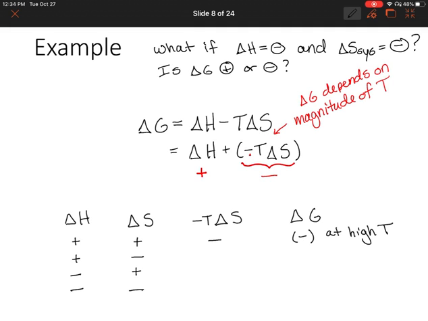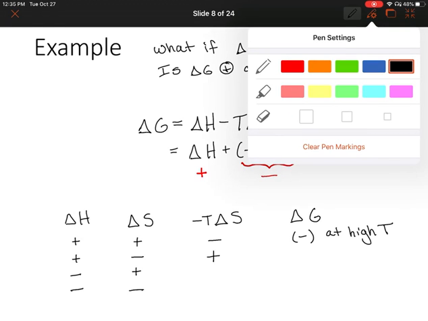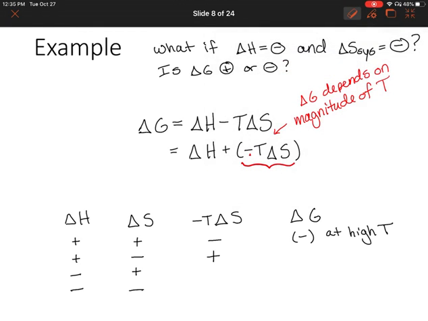All right. So now let's look at our second scenario. Let's say that delta H is positive, but this time delta S is negative. So if delta S is negative, what is negative T delta S? Is that negative or positive? Positive. Okay, because we have a negative times a negative, right? So now let's write those in up above. So delta H is positive, and then negative T delta S is overall positive.